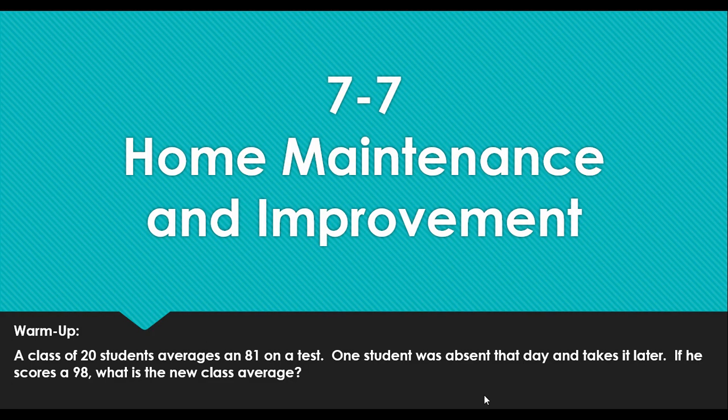So a class of 20 students averages an 81% on the test. One student was absent and takes it later, which happens all the time. If he scores a 98, what is the new class average? So you guys just need to figure out the new class average when we add in this one student that was gone, he got the 98%. What's the average? So I'll have you guys calculate that.